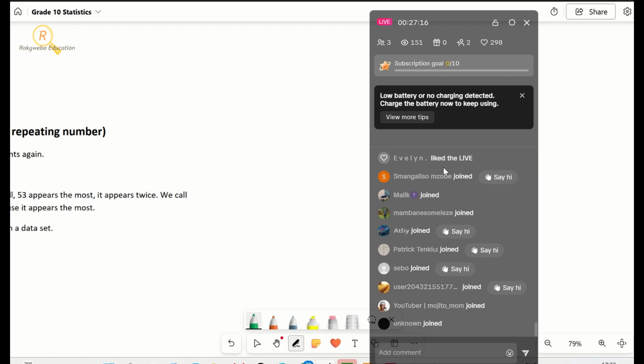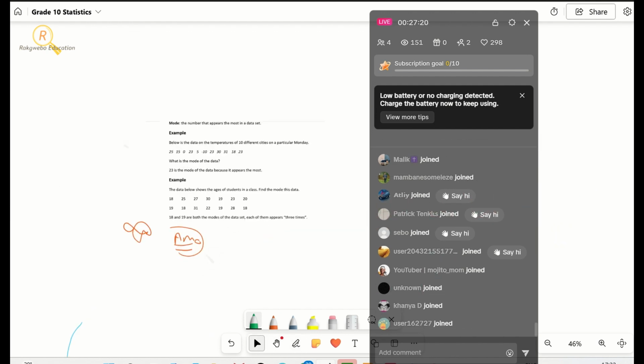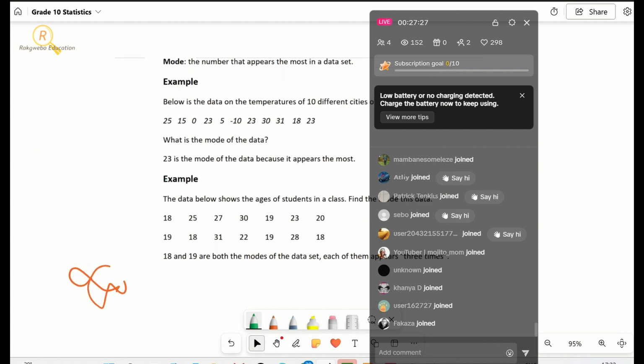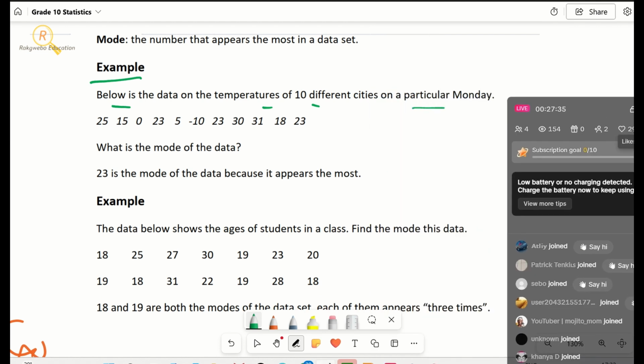Let's move. Let us consider this data. This first example says below is the data on temperatures of 10 different cities on a particular Monday. You've got 25, 15, 0, and so on. What is the mode of the data? Can you guys tell me what the mode of the data is?